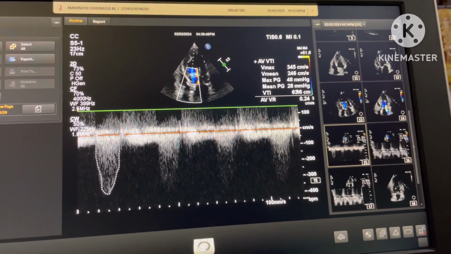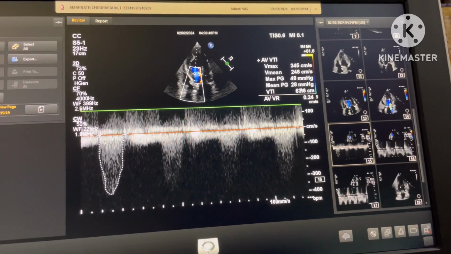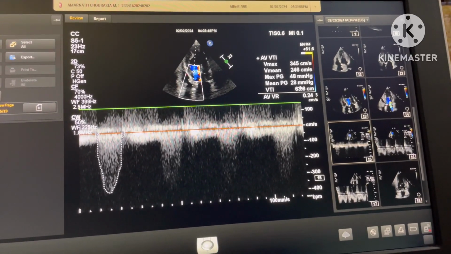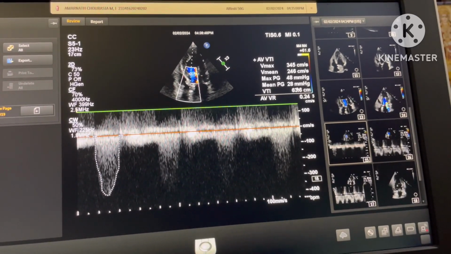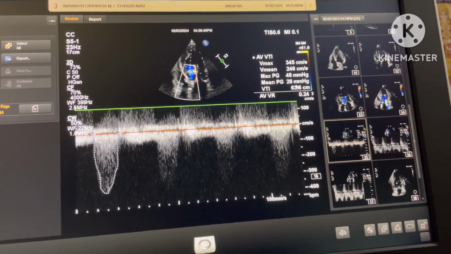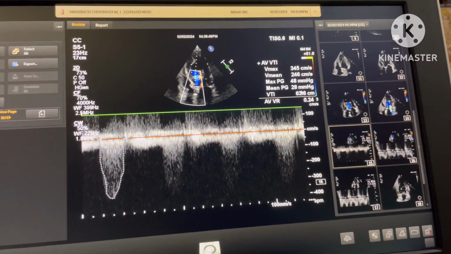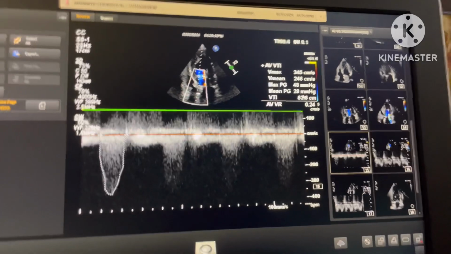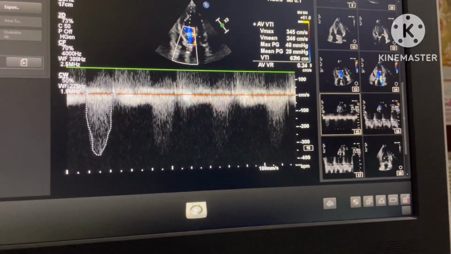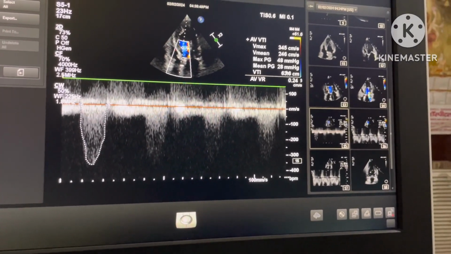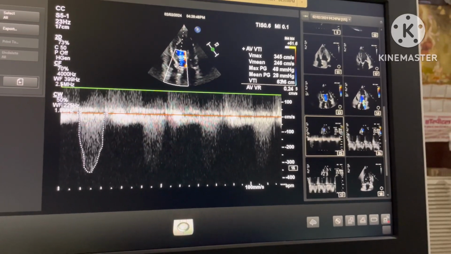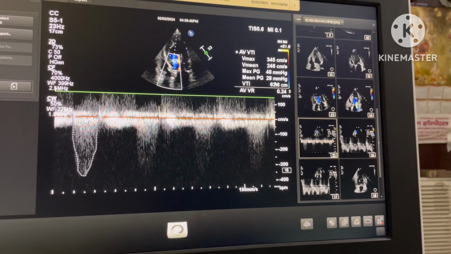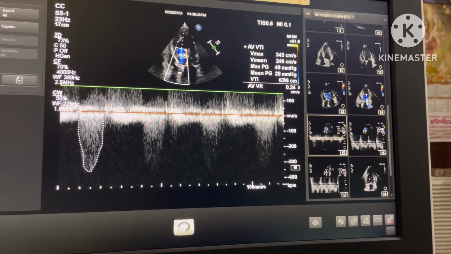It should be taken correctly in a zoomed image, because if you make a little mistake, the error becomes bigger, since the diameter is squared in this equation. So that has to be remembered. You have to take the correct diameter. Then you will get the area of the aortic valve by the continuity equation.